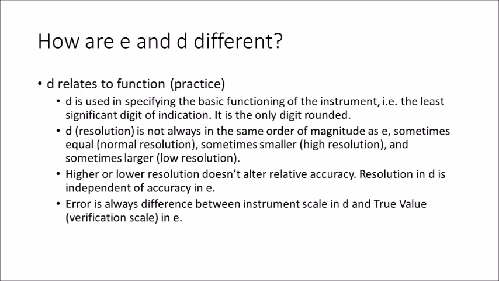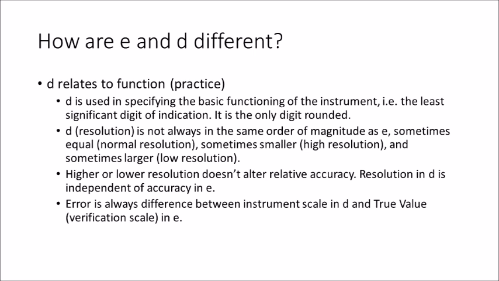D, on the other hand, relates to function or practice, and that's the basic function of the instrument, the least significant digit. They divide the load by this least significant digit, and it's the only one that's rounded. Now this resolution D is not always the same order of magnitude as E. Sometimes it's equal, what we might call normal resolution. Sometimes D is smaller than E, which we would call high resolution, and sometimes it's larger than E, low resolution.